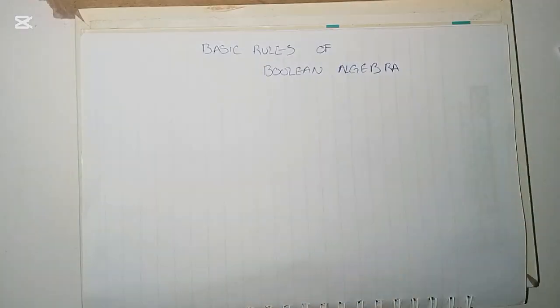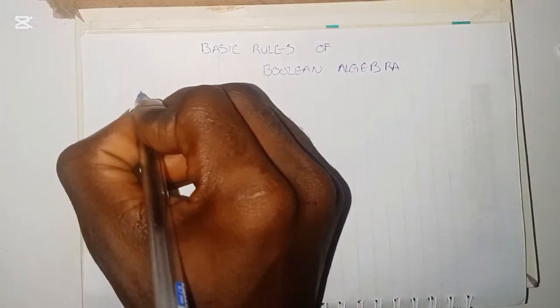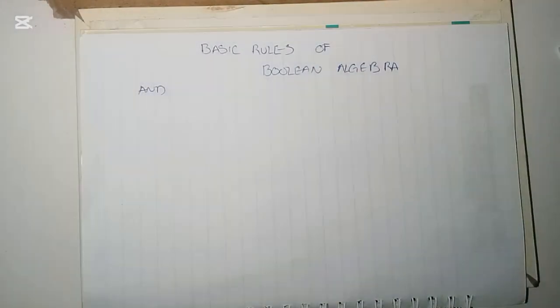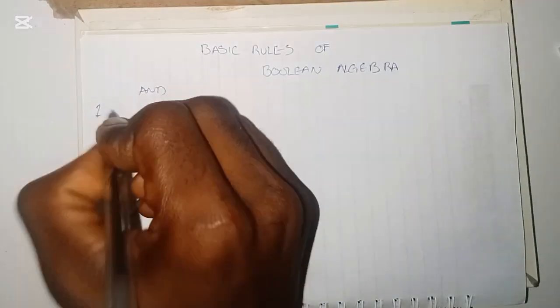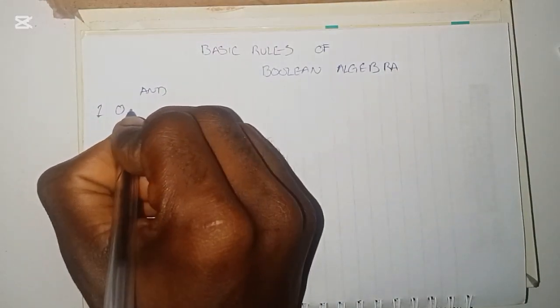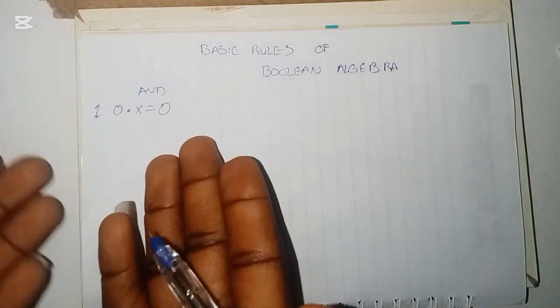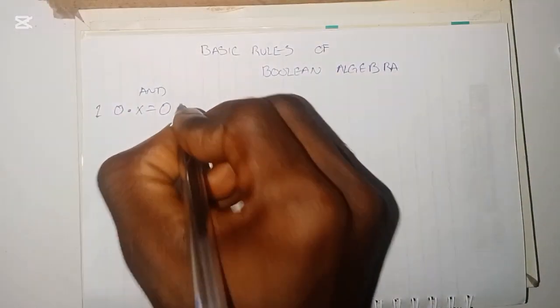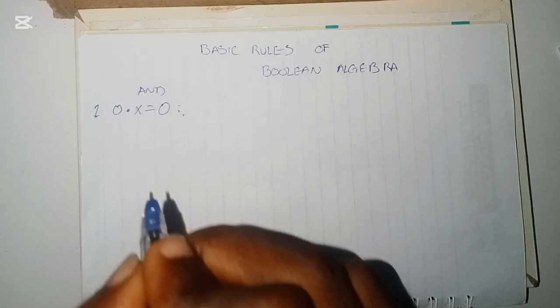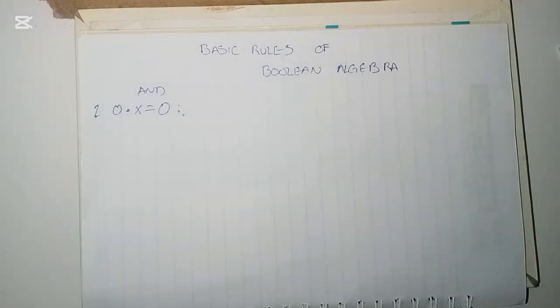Now the basic rules of Boolean algebra, axioms again. We start with the axioms of AND. The first one is 0 and x is equal to 0. Why is 0 and x equal to 0? I don't know. This is why we call it an axiom. It does not need proof to be true.